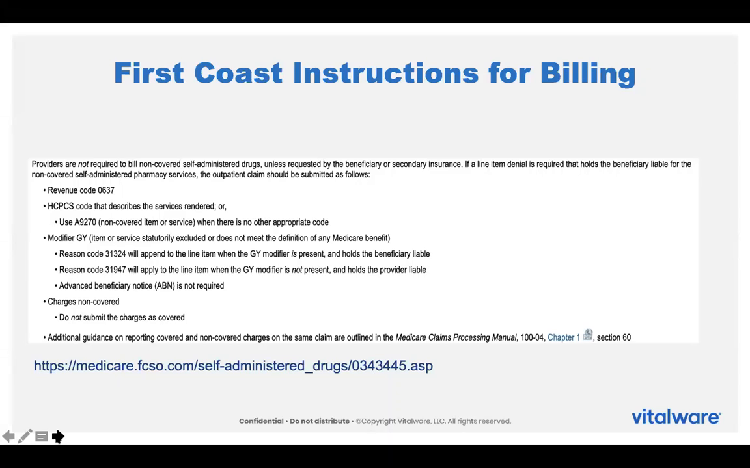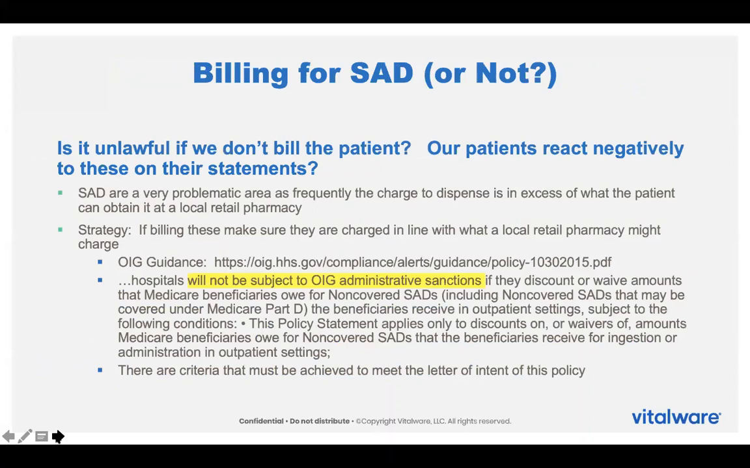The important thing here is for your self-administered medications, be it in the ER, outpatient clinic, outpatient surgery, or even observation, an ABN is not required. You never need an ABN for something that's statutorily excluded, but you are given the opportunity to provide a voluntary ABN, but it is not required. Charges are non-covered, so do not submit them as covered, meaning the 637 and the A9270 GY must appear in the non-covered column on a wholly covered claim. Otherwise, send a single claim in that's entirely wholly non-covered and it meets the same criteria.